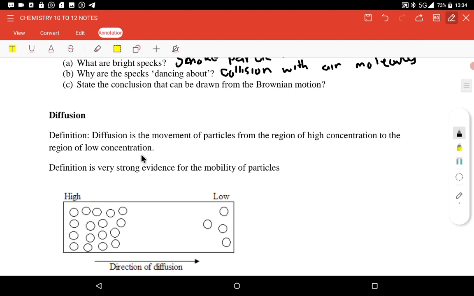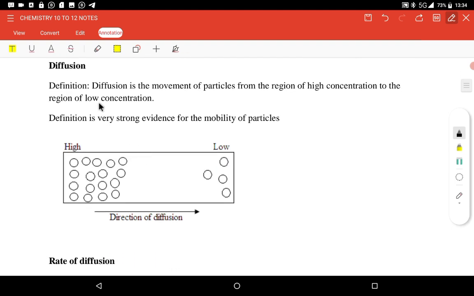Now let's go on to diffusion. The definition of diffusion is the movement of particles from a region of high concentration to a region of lower concentration. Because of this, we say diffusion moves down the concentration gradient. You can see the particles here are high in concentration, and they tend to move to places of lower concentration.